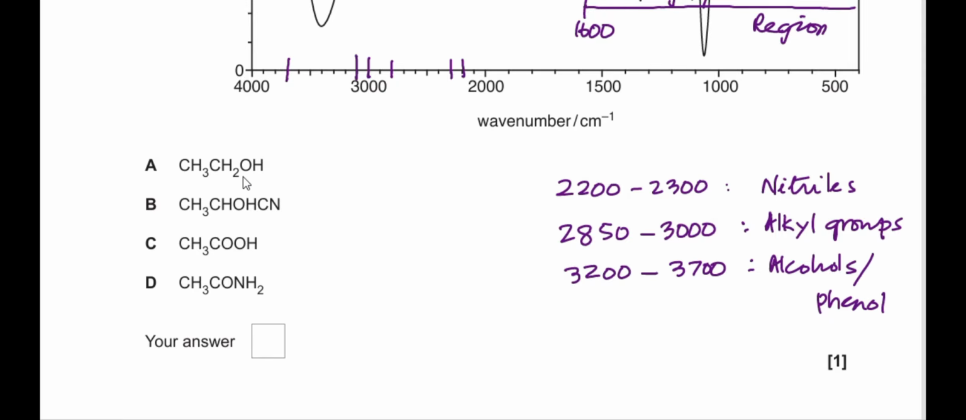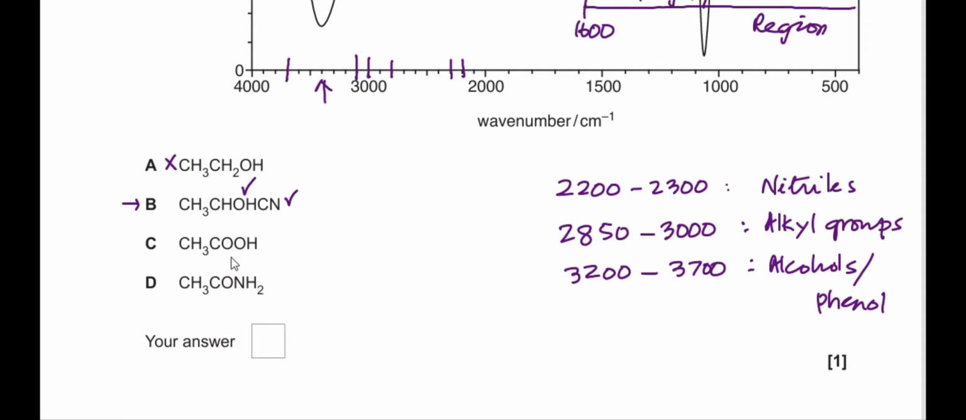A is CH3CH2OH, so it contains the alcohol group, but it doesn't have the nitrile group, which is prominently indicated by this wave number here, so A cannot be correct. Second one is CH3CHOHCN, so it has got the nitrile group here, and then this is also having OH group here, so this might fit our bill, so let's mark it shortlist here.